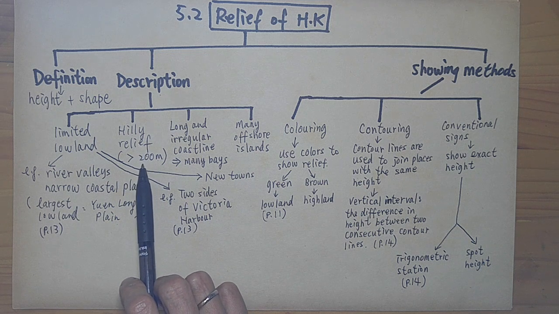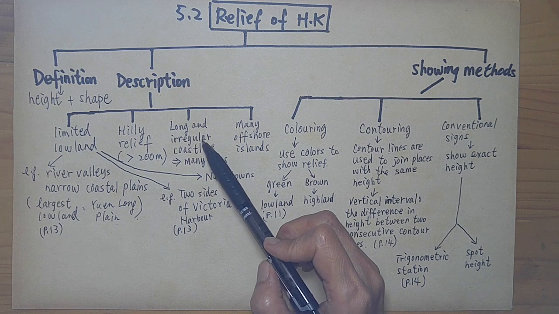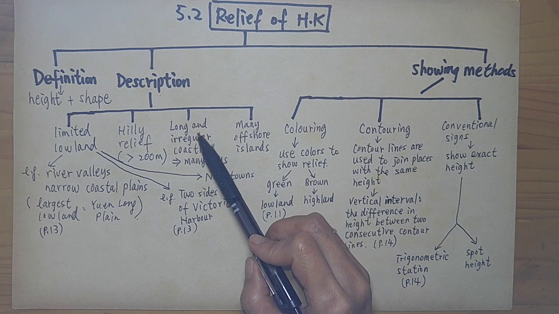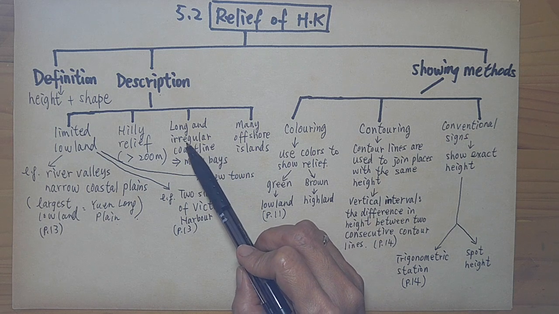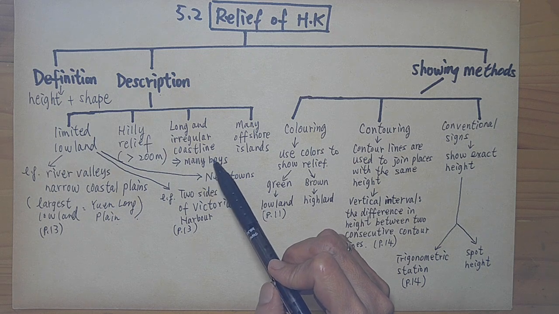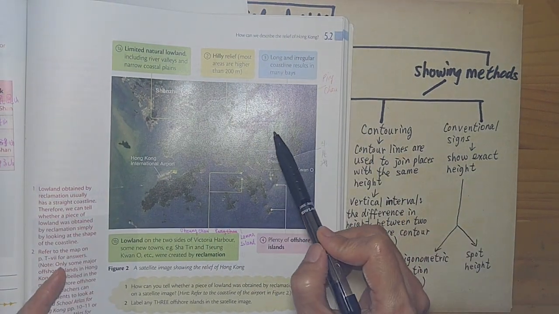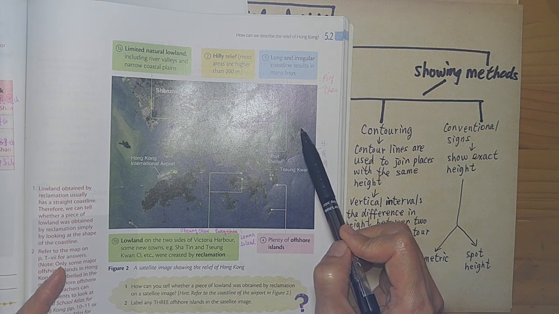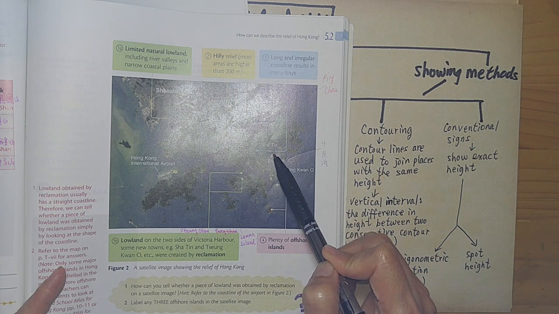It is greater than 200 meters. And also, we have our coastline. We have long and irregular coastline. Irregular, that means 不規則. For our coastline, you can look at this. So look at this map again. So this is, you can see the coastline is irregular. 不規則, okay, not a straight line.